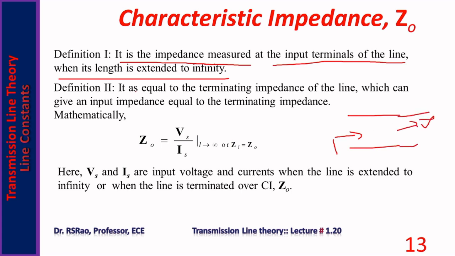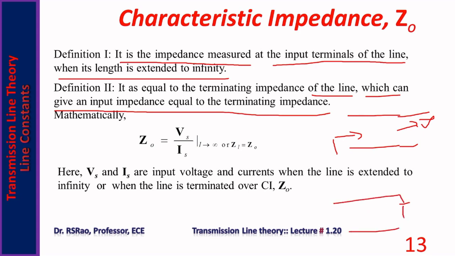Another definition is there. It is equal to the terminating impedance of the line which can give an input impedance equal to the terminating impedance. See, this is the line. You consider a certain terminating impedance, call it ZL or ZT. Characteristic impedance is the terminating impedance of the line when it gives an input impedance equal to the terminating impedance. This is another definition. Mathematically, Z0 is Vs by Is.